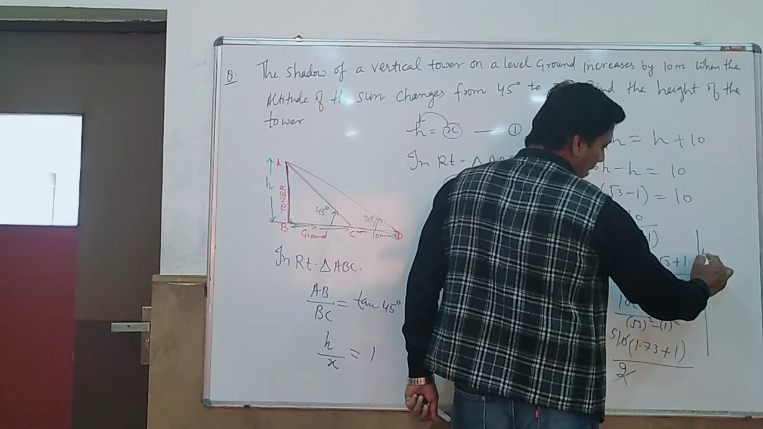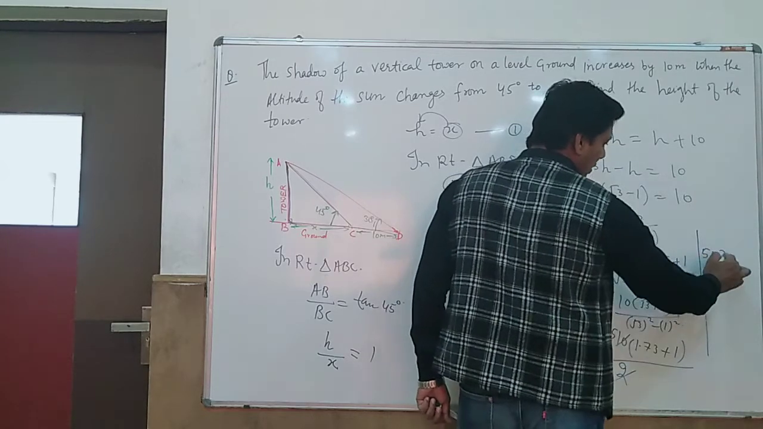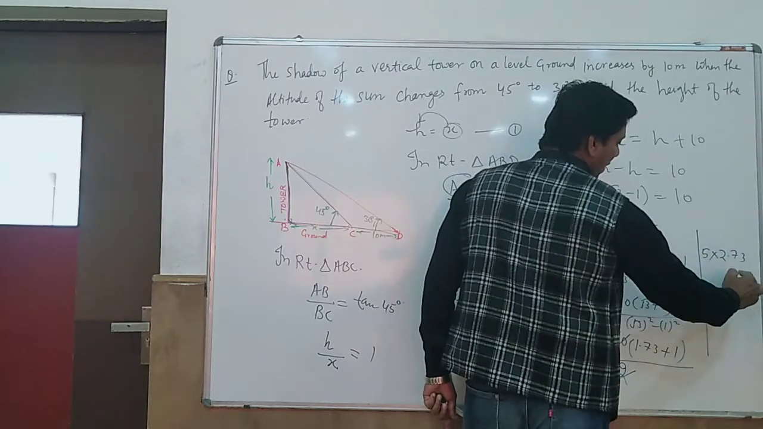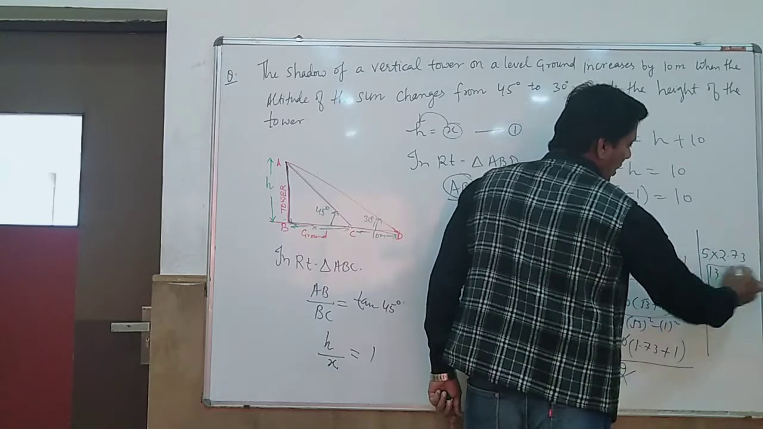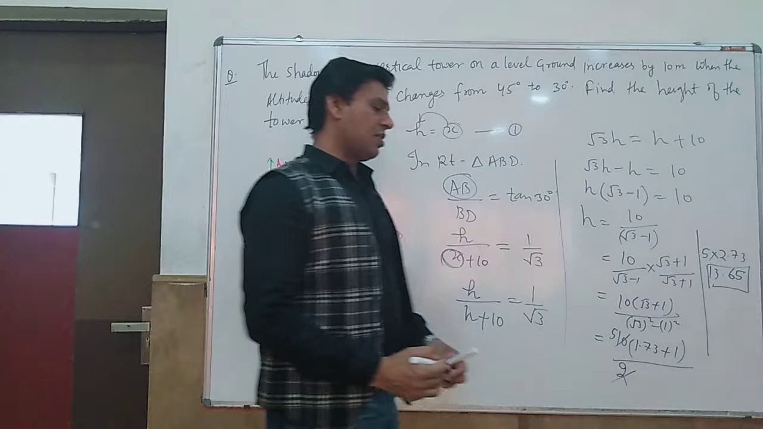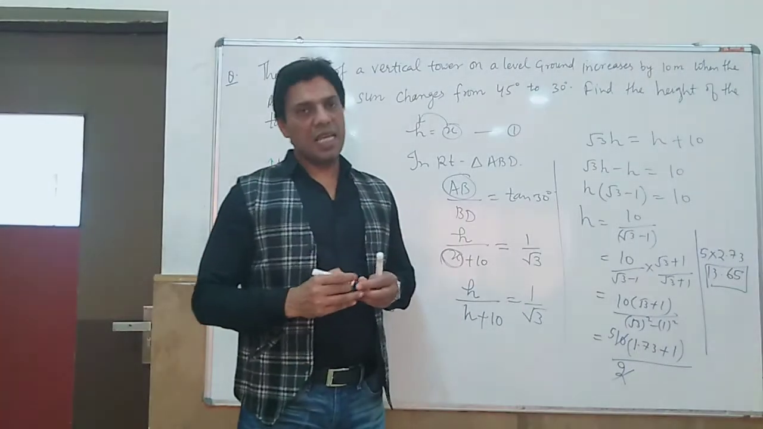How much? 5 into 2.73. 5 threes are 15. So here you have the answer. So for more questions, keep watching.